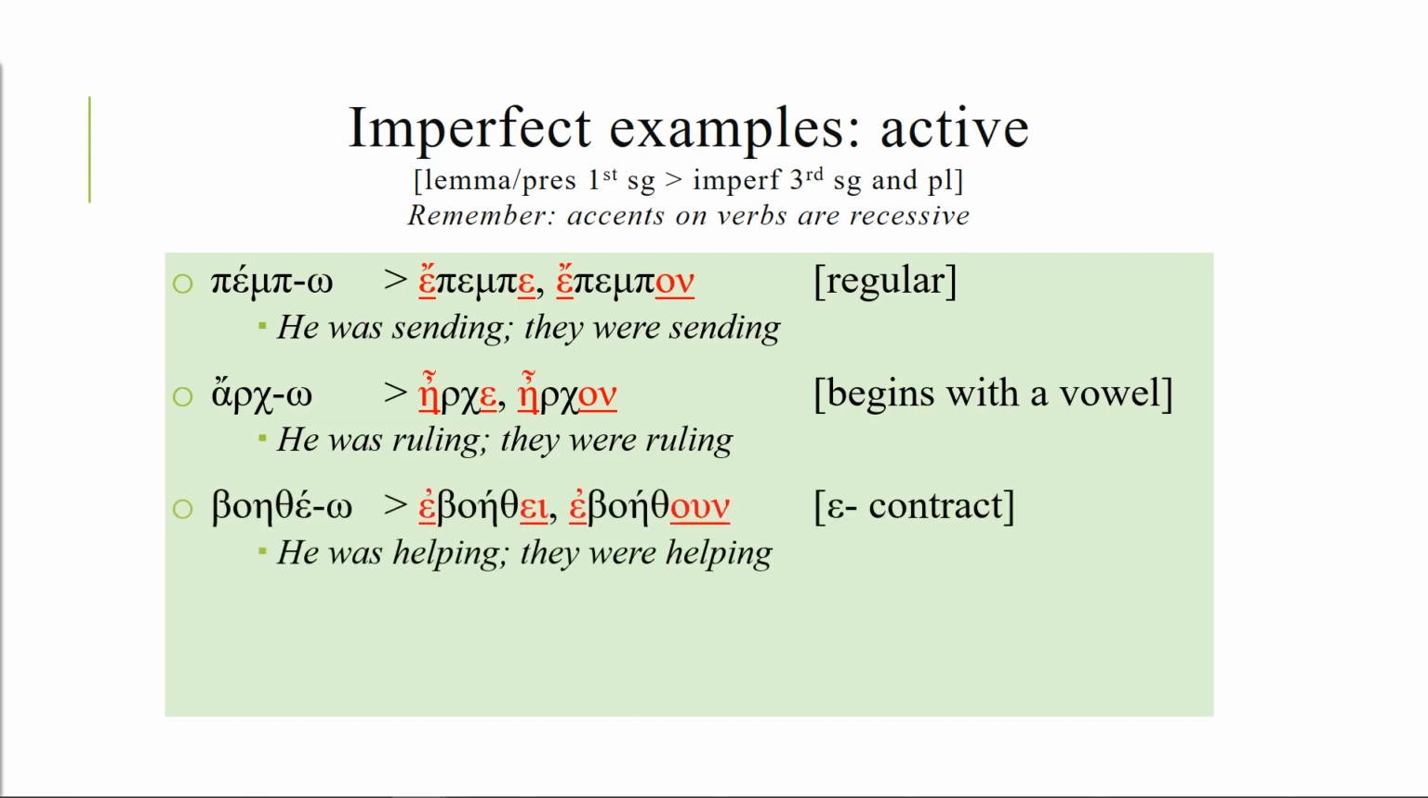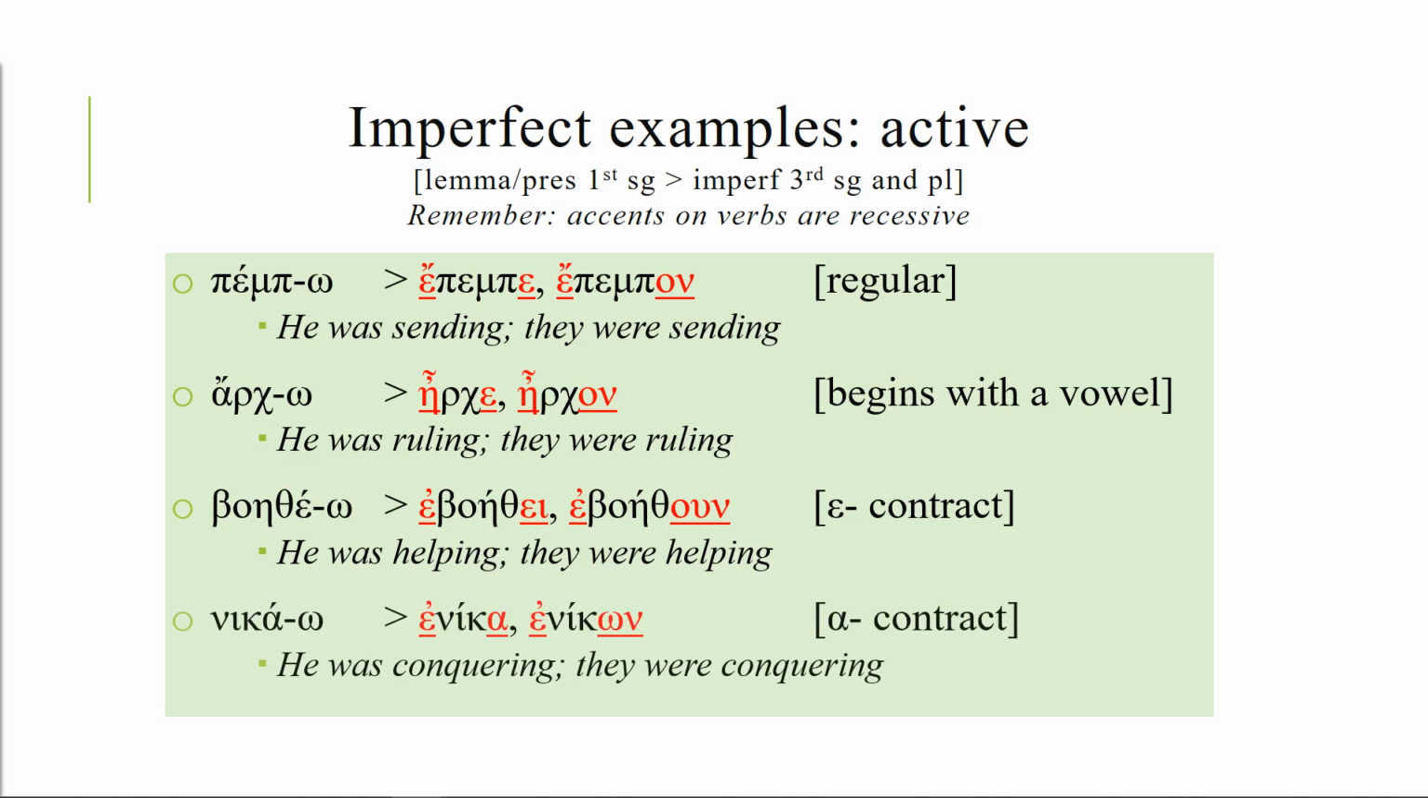Boetheo, you add the augment, but it's a contract verb, an epsilon contract verb. So when you contract epsilon and epsilon, you get epsilon iota. And when you contract epsilon omicron, you get ou. Okay? So you'll see this eboethoun, and you'll say, it's got an augment, it's a past tense, the oun, I know what that's doing. That's come from the third person plural. You'll know how to translate it.